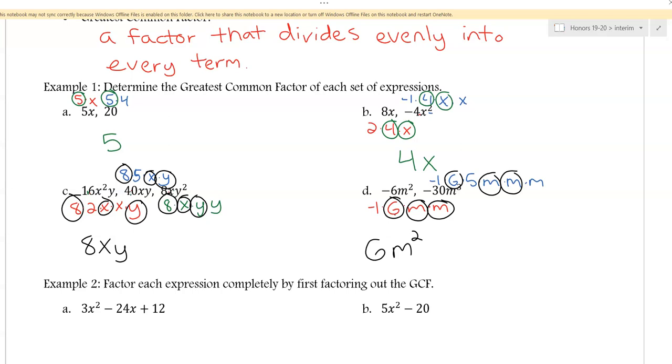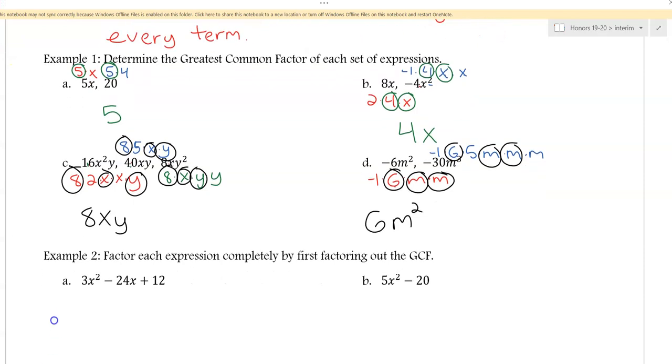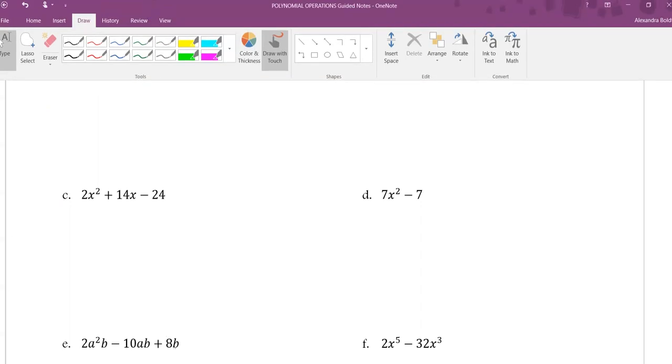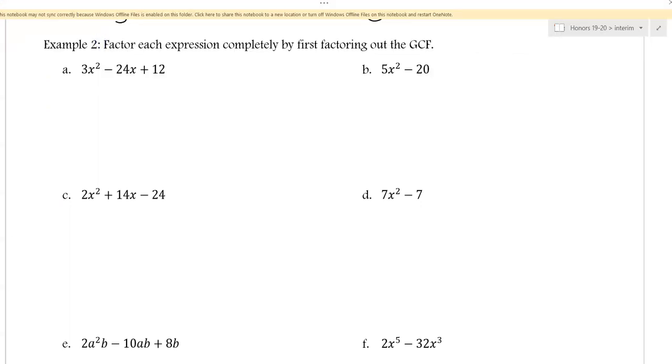Okay. All right, so now we're going to factor our expressions by first taking out our greatest common factor. So looking at our first one, 3x squared minus 24x plus 12. Well, this is 3 times x times x. This is 3 times 8 times x. And this is 3 times 4. Hey, look. They all have a 3, and we aren't going to be able to take anything else out of all 3 of them. Okay?